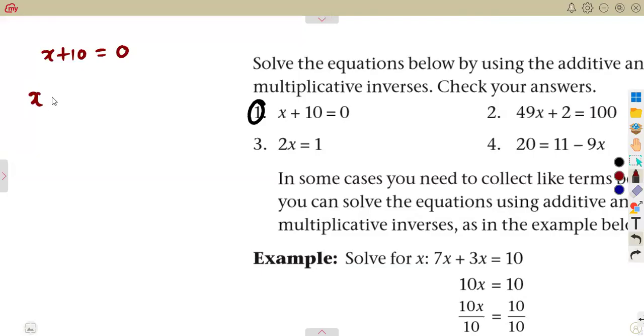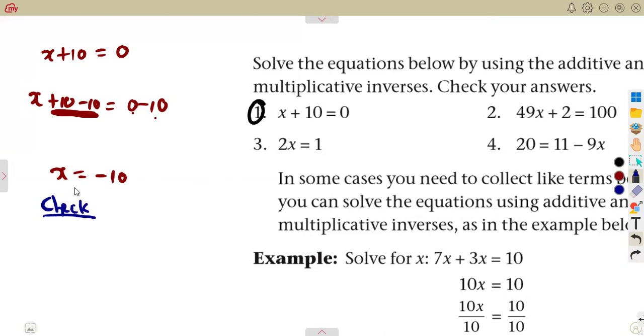So meaning to say x plus 10 minus 10 is equal to what? 0 minus 10. So the whole of this part will give us a 0. So x is equal to 0 minus 10. That's a minus 10.